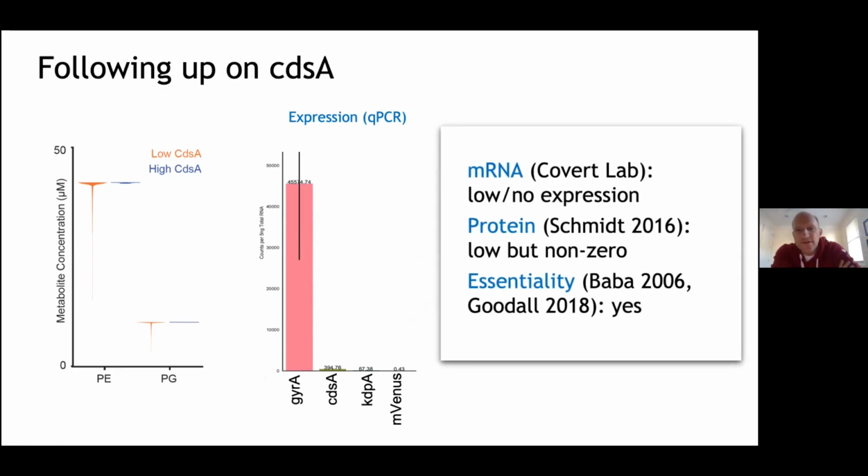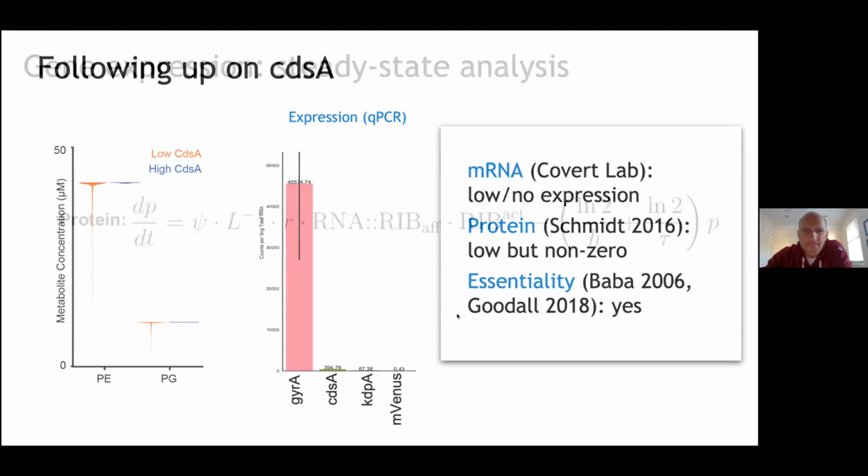And it got kind of weirder. We looked at ours, we said it was low or no expression. We looked at the proteome that I just showed. It gives a low but non-zero amount of protein. But then these two papers independently say that it is essential for the cell. So that was kind of an interesting thing. How can something that's not really getting expressed be essential?